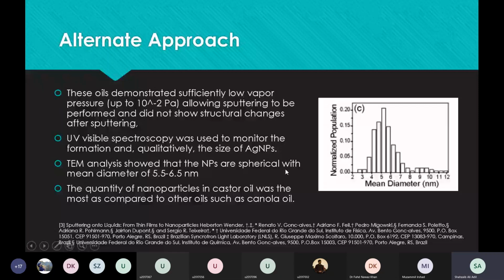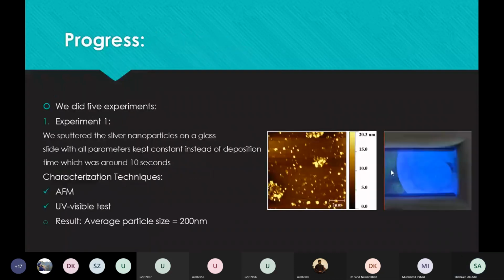And according to this paper again, the researchers did a TEM analysis after sputtering onto castor oil, and we can see that again the mean diameter of the particles is less than 10 nanometers, which shows great control, which we need. Moving on, here I will tell you about the progress we have made so far.